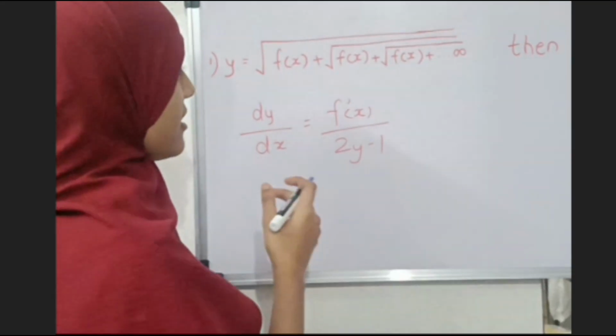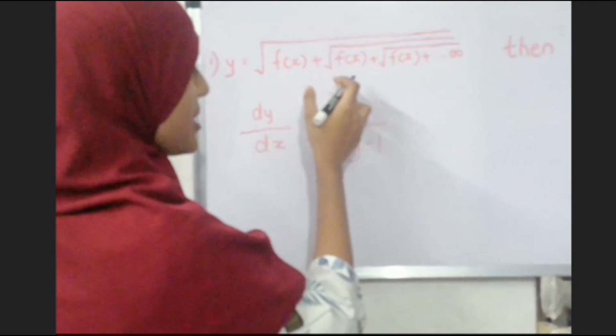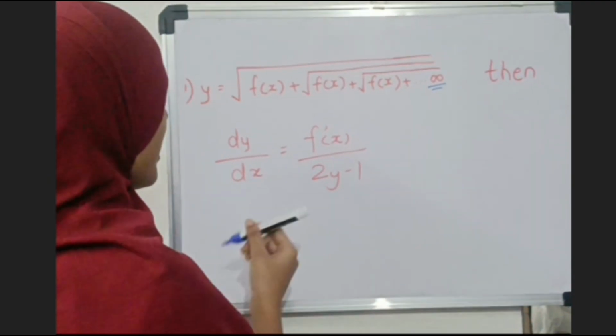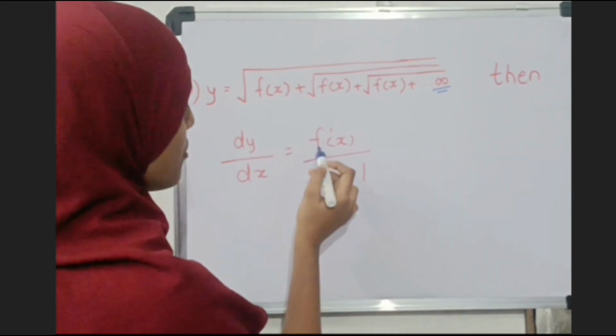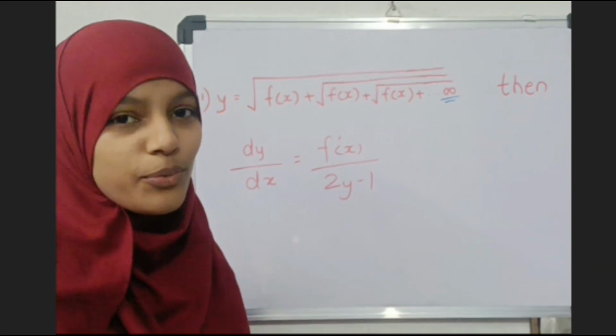So today our first short trick is, if we are given a variable y, and our function is y = √(f(x) + √(f(x) + √(f(x) + ... up to infinity, and we have to find the derivative of it, then our simple trick is that we just take the differentiation of the function and divide it by 2y minus 1.